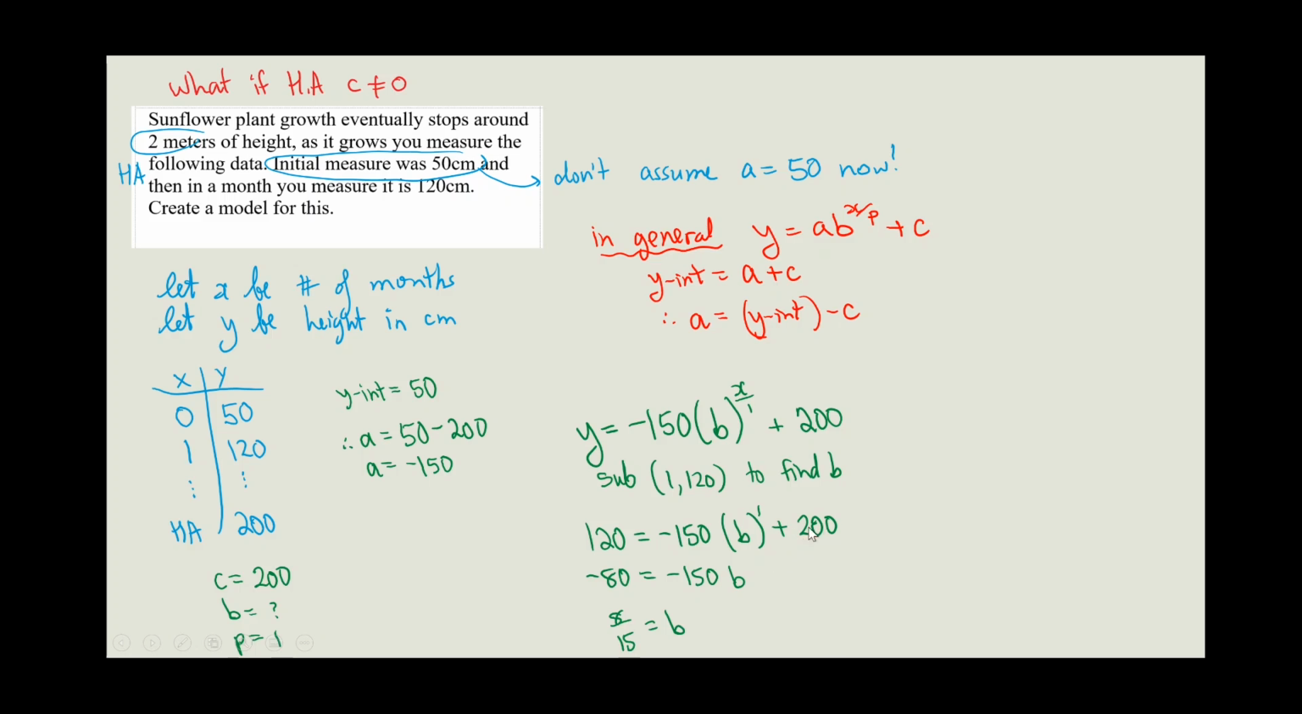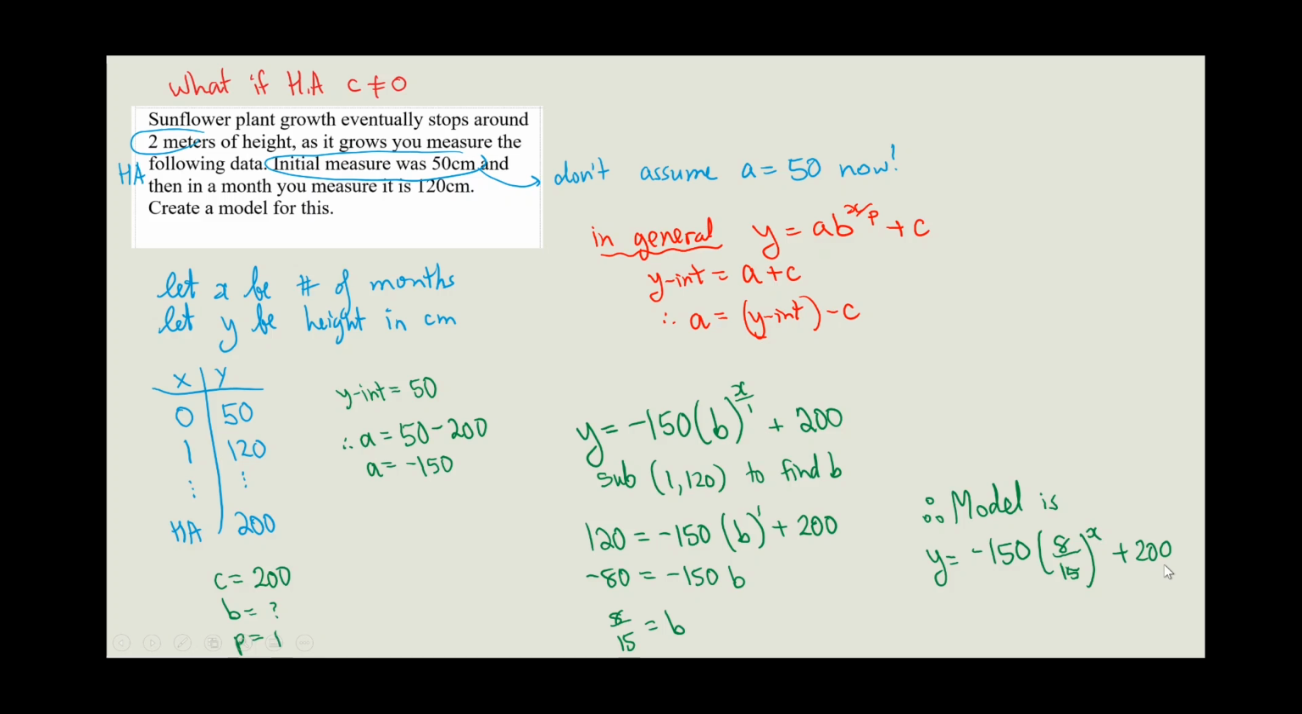We're going to subtract 200 from both sides, and then divide both sides by negative 150, and we get b is some sort of fraction here. So here's the model. You'll have a b to the x over 1, which you don't have to record, plus 200.